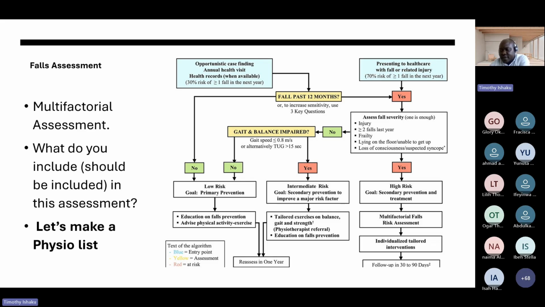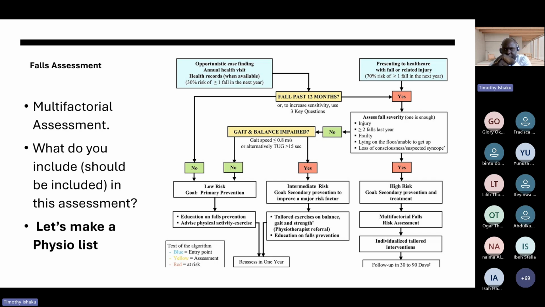So what I will ask is, what do you include, or should we include, in a falls assessment? What are the things that you think we should include in a falls assessment?